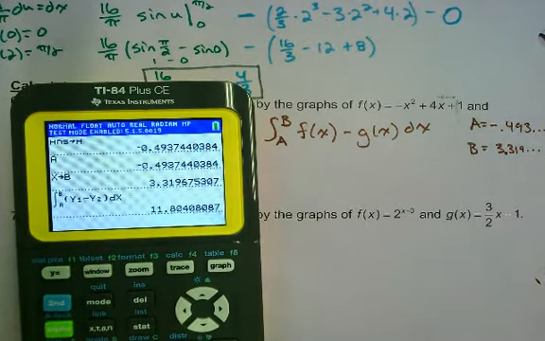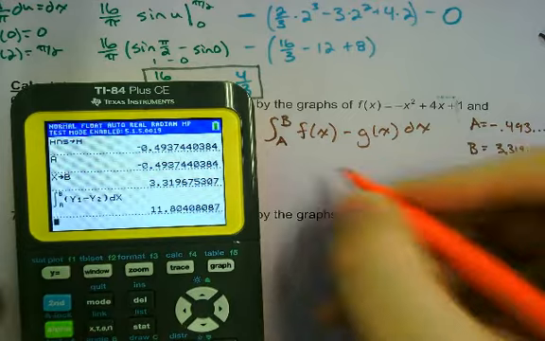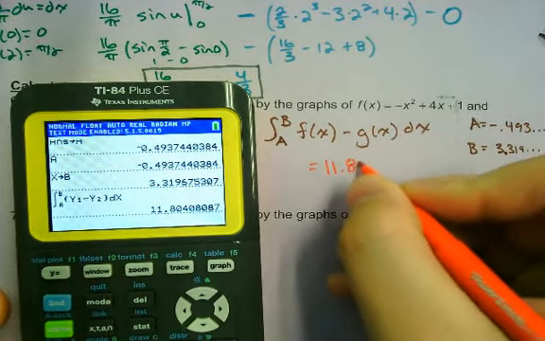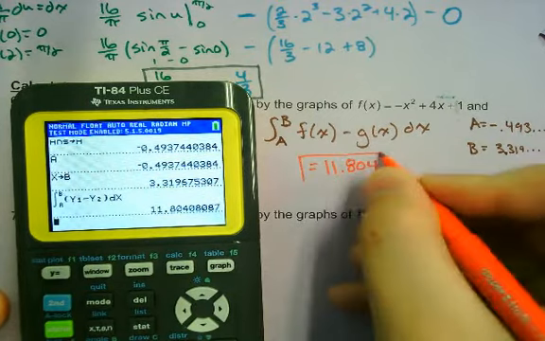Wait, don't say anything. Oh, I won't go to a fraction. I want to go to a fraction. The answer is 11.804. Okay, now put it in.